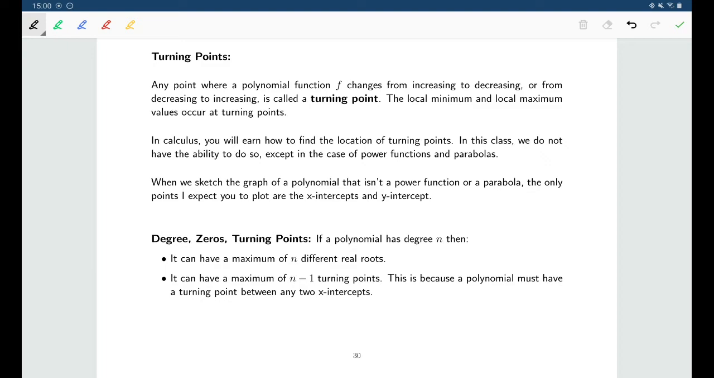the turning points. So first, if you have a polynomial of degree n, then that means you can have up to n different factors when you factor that polynomial, which means you can have up to n different real roots. You could have less than that, so you could have a degree 10 polynomial, for example, that only has one real root. Or you could even have a degree 10 polynomial that has no real roots. But it's impossible, for example, to have a degree 10 polynomial with 11 real roots.